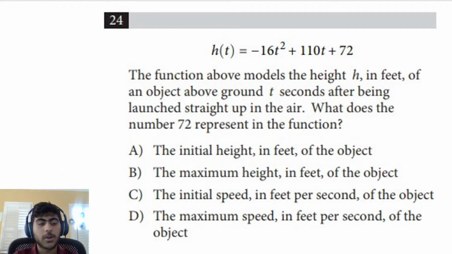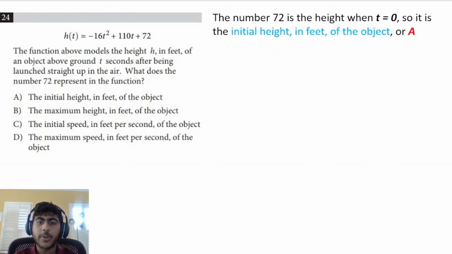Question number 24, we're told that the function above models the height h in feet of an object above ground t seconds after being launched straight up in the air. What does the number 72 represent in the function? Well, we get 72 as the height when t equals 0, so it is the initial height in feet of the object. When t is 0, before it's been launched, the initial height is 72 feet, which makes it answer choice A.